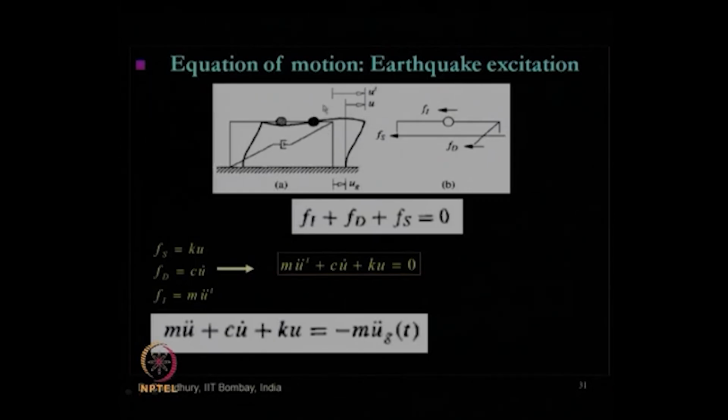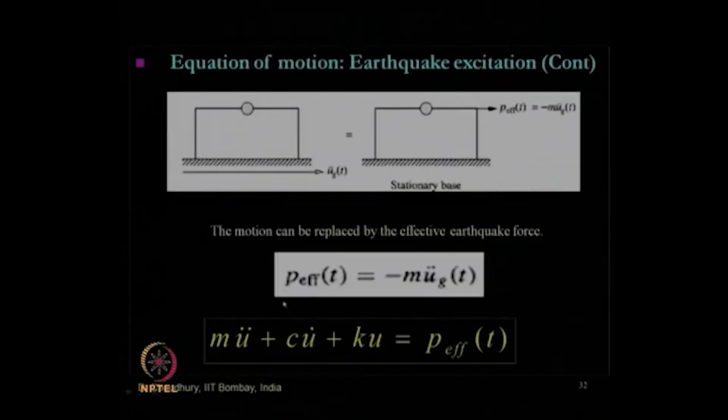That means the inertia force will be related to the total acceleration, and for the damper and spring, it will be the relative displacement. So, relative velocity and relative displacement have to be considered, which automatically gives us the final equation of motion for a linear system like this for an earthquake excitation. So, in this case, the effective dynamic load or externally applied dynamic load is nothing but this, minus m u g double dot t.